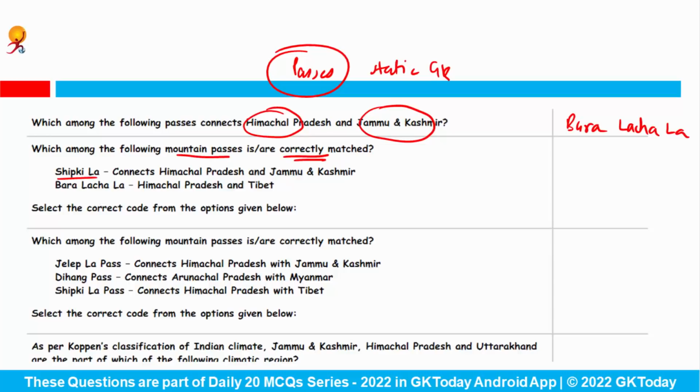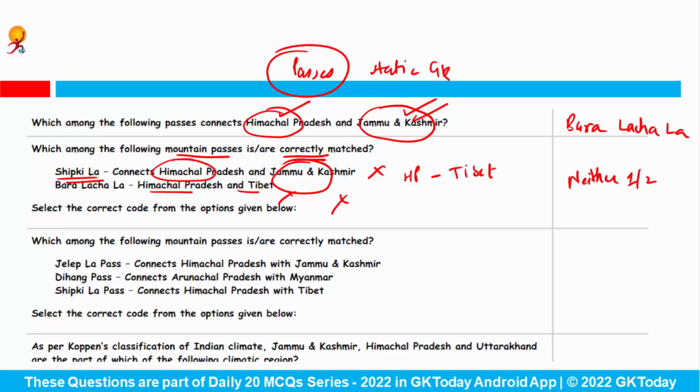First is Shipkila, connects Himachal Pradesh and Jammu and Kashmir. No, it is wrong, because Shipkila Pass basically connects Himachal Pradesh with Tibet. Okay. Then second statement says Bara-Lachala Pass connects Himachal Pradesh and Tibet. No, it is also wrong, because I have told you here that Bara-Lachala Pass connects Himachal Pradesh and Jammu and Kashmir. So this is also wrong, and correct answer would be neither 1 nor 2.